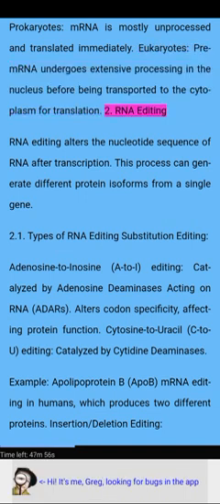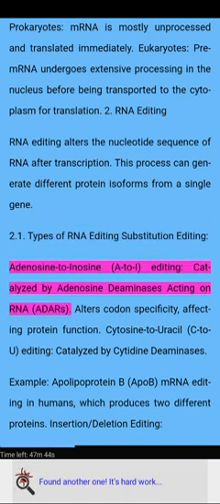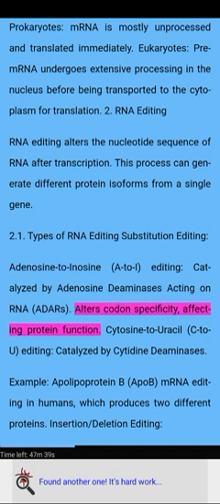2. RNA editing. RNA editing alters the nucleotide sequence of RNA after transcription. This process can generate different protein isoforms from a single gene. 2.1. Types of RNA editing. Substitution editing: adenosine to inosine (A-to-I) editing, catalyzed by adenosine deaminases acting on RNA (ADARs). Alters codon specificity, affecting protein function.